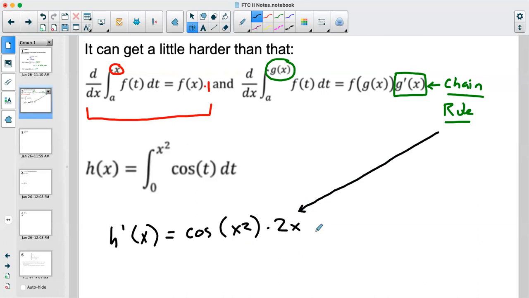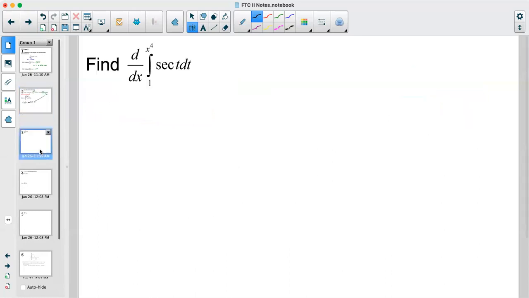So again, the derivative of this integral is just the function inside it, evaluated at the top limit, and then multiplied by the derivative of that top limit. That is how the second fundamental theorem of calculus works. The derivative of an integral is just the function. They cancel each other out.